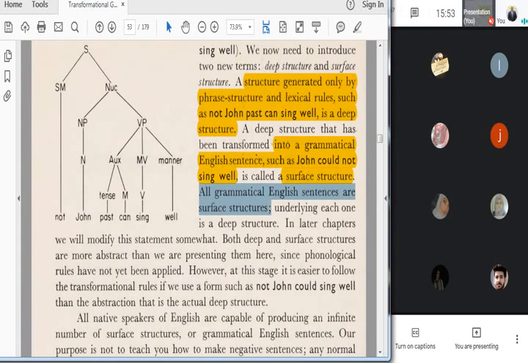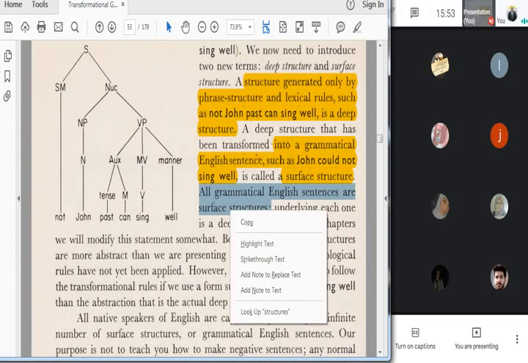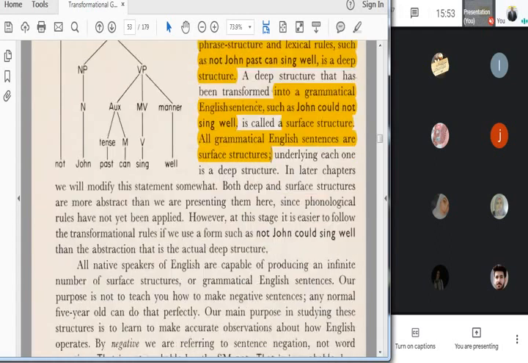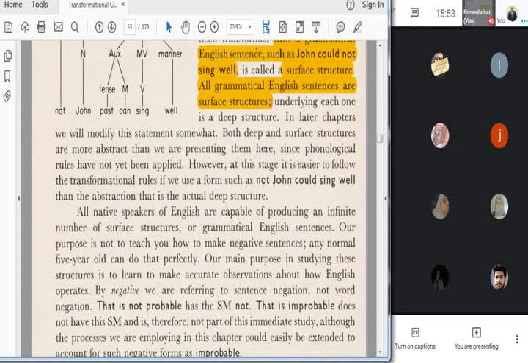So, what do we call English sentences in general? All of them are surface structures. Underlying each one is a deep structure. What is the underlying one? The underlying structure is the deep structure. Yes. Both deep and surface structures are more abstract than we are presenting them here. This is very important. They are so abstract, since phonological rules have not yet been applied.